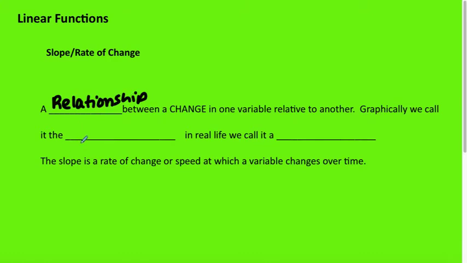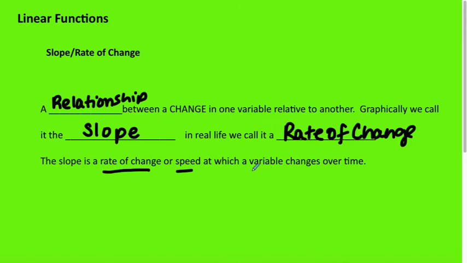Graphically, if we're looking at something that looks like a line, we would call the relationship between those variables the slope. But in real life, we would call it the rate of change. And how do they relate? Well, the slope is a rate of change, or a speed at which a variable changes over time. On the SAT, you're going to have to be able to interpret and do different things with slope. So let's look at all the ways we can find slope or use it.